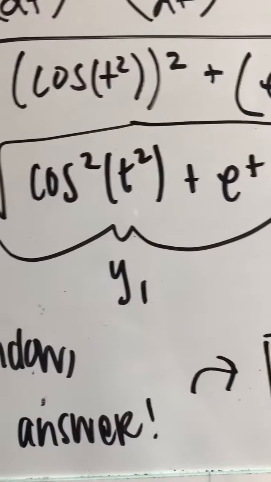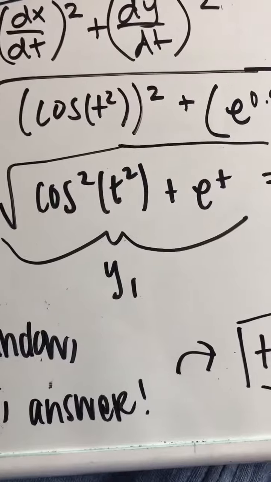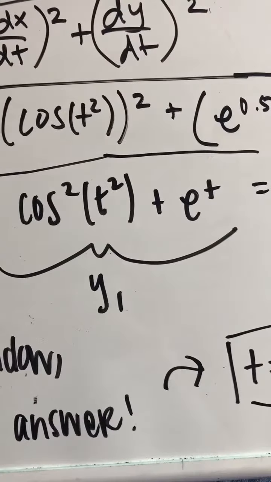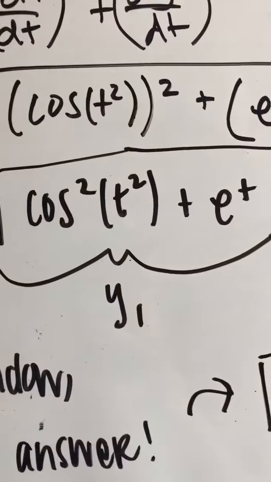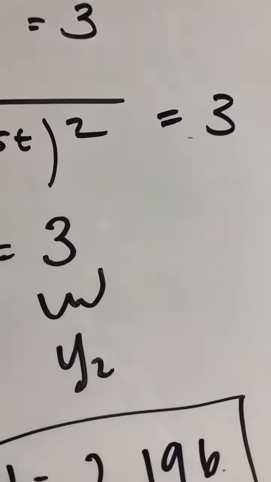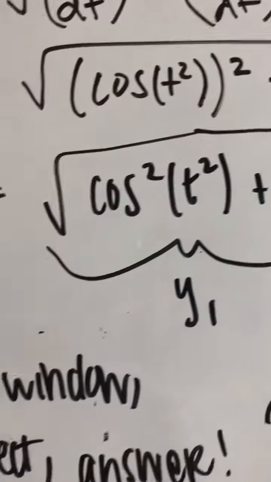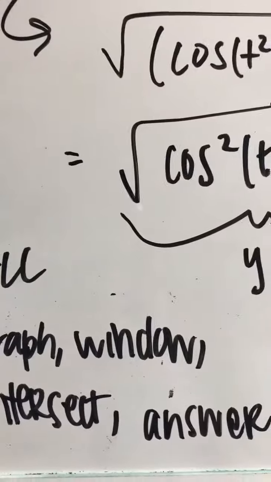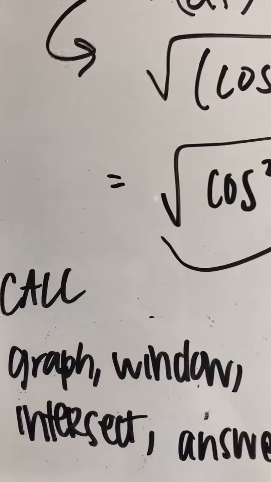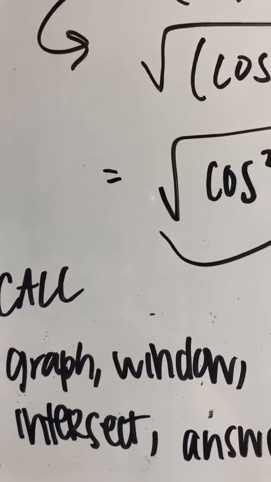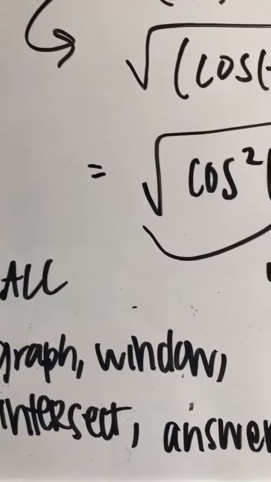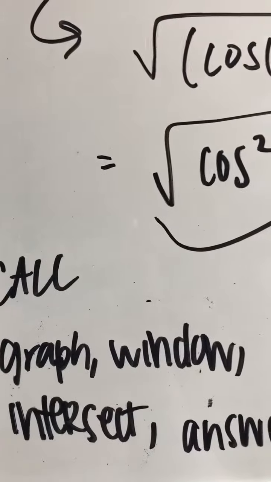Then we're going to go to our calculator and put this first part, the square root of cosine squared times t squared plus e to the t power, in as our y1, and we set 3 equal to our y2. Just how we did before, we're going to graph this. You want to make sure the window lets you see the intersection point with 3, so maybe like -1 to 4 or something. So make sure you fix that window.